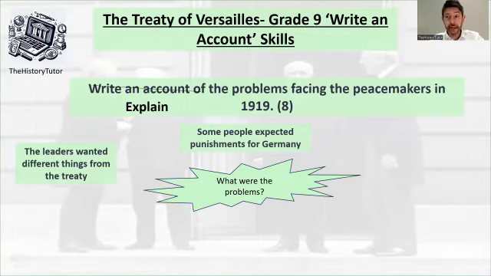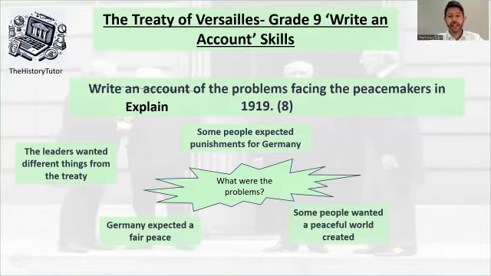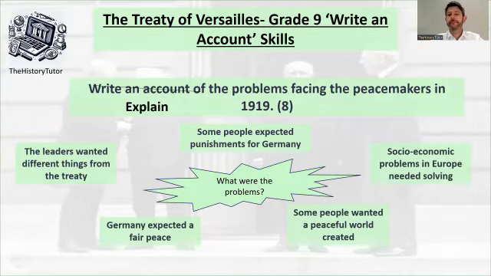Maybe Germany expected a fair peace. After all, they had removed their Kaiser, set up a democracy, and accepted the 14 points. They expected a relative amount of peace and help. Germany expected a fair peace, as I just said. Some people wanted a peaceful world created. That's the 14 points, that's what the Americans wanted.